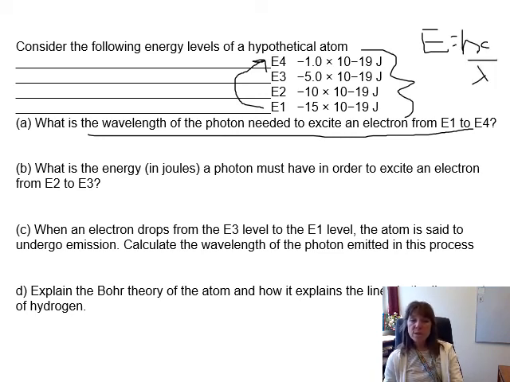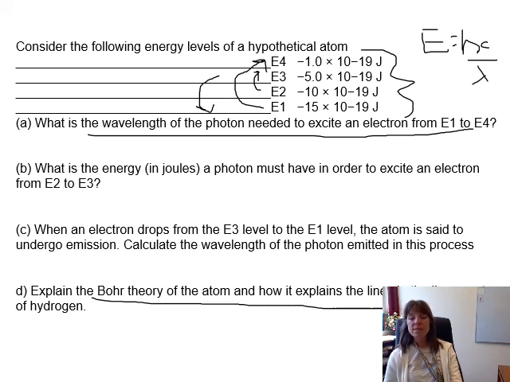Same thing for letter B. What is the energy in joules a photon must have in order to excite an electron from 2 to 3? Same idea. And when an electron drops from 3 down to 1, that's emission. What is the wavelength of the photon emitted in this process? And finally, explain the Bohr theory of the atom and how it explains the line spectra. So go back through and read that and try to put that in a nutshell.